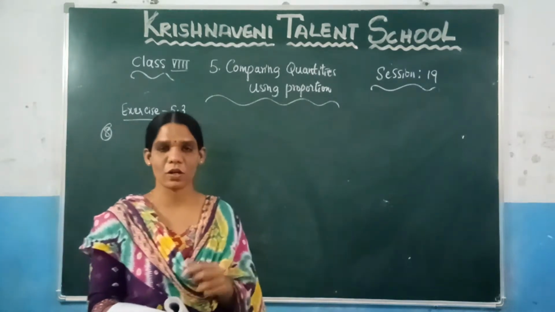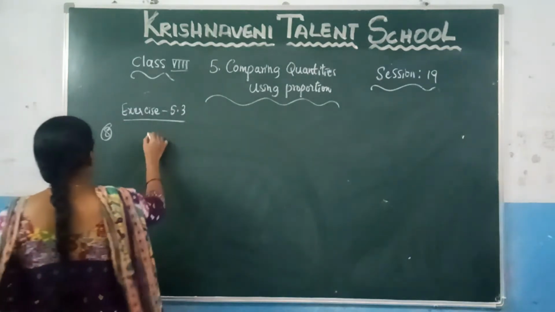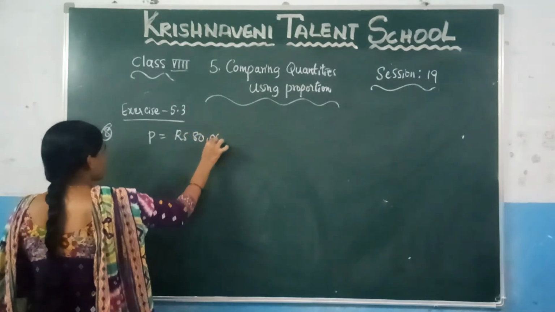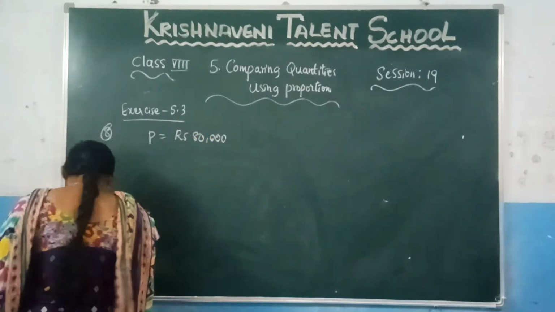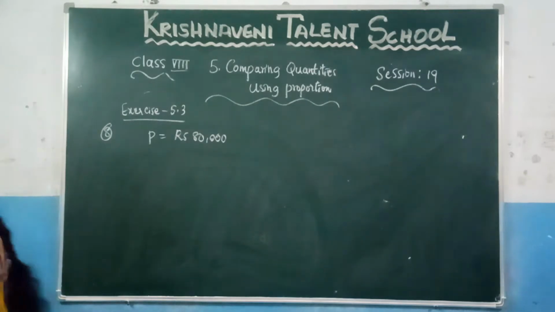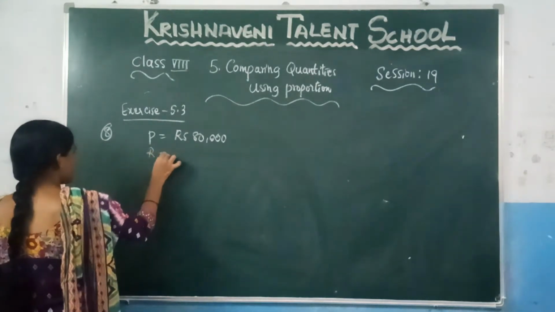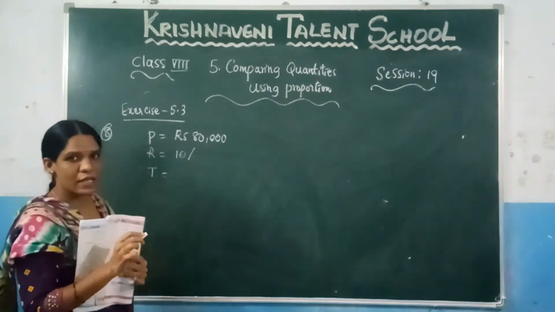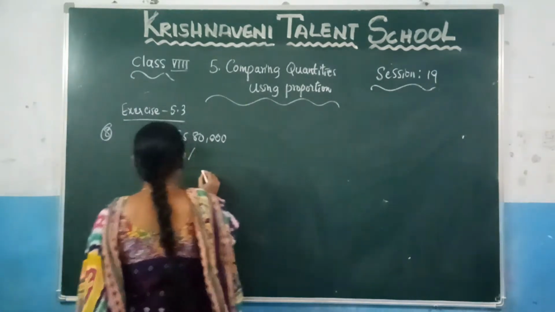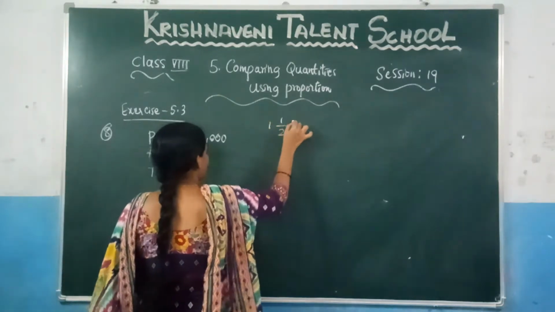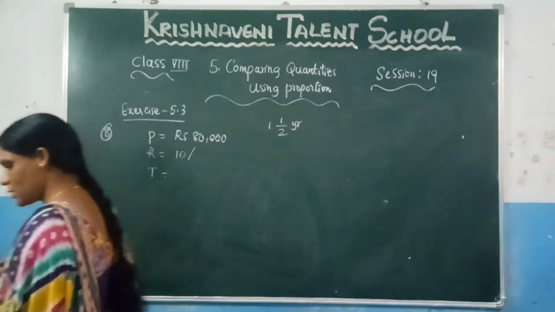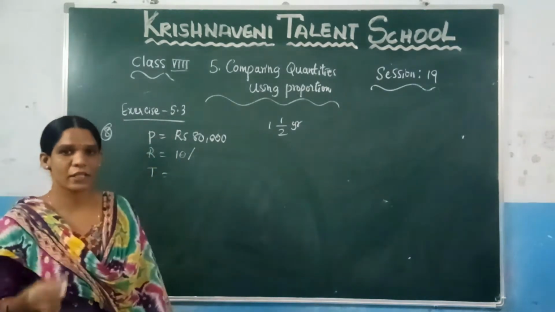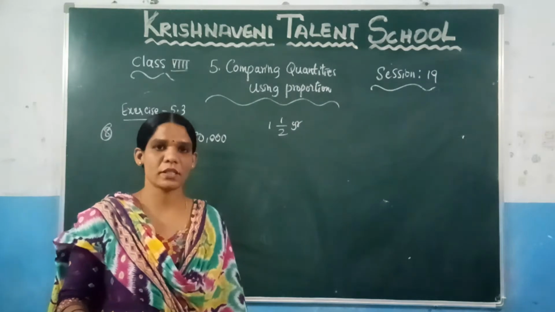So let us see here what is given. They have given here the principal amount as 80,000 rupees. And what is the rate of percentage they have given? The rate of percentage they have given as 10%. And the time period they have given as 1.5 years. Based on this, what we need to find? You need to find the compound interest annually, and you need to find the compound interest half yearly.